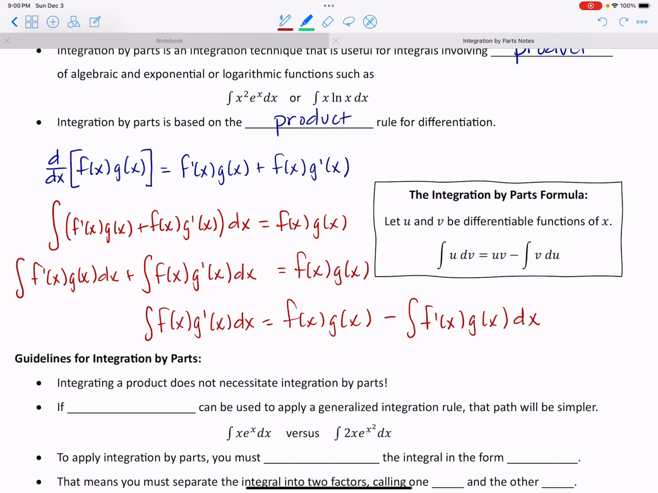So in place of f of x, we're going to call f of x u. In place of g of x, we'll call that v. So then we have two functions u and v, and we're going to say that those two functions u and v are differentiable functions of x.